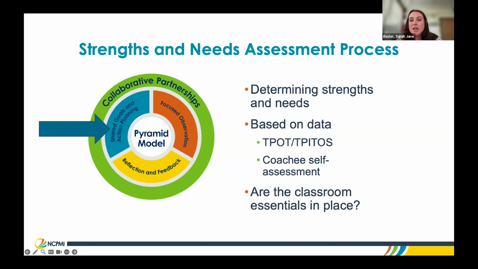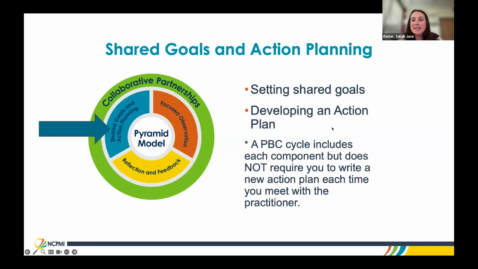Another thing that we consider is, are the classroom essentials in place? Do they have those baseline foundational things in their classroom? So we engage in this process and then we write our goal. As I mentioned, this is a collaborative process that we do together. We take that information from the coach, from their implementation through TPOT data, and from the coachee's self-report about what they're doing in the classroom. And then we develop that first action plan.